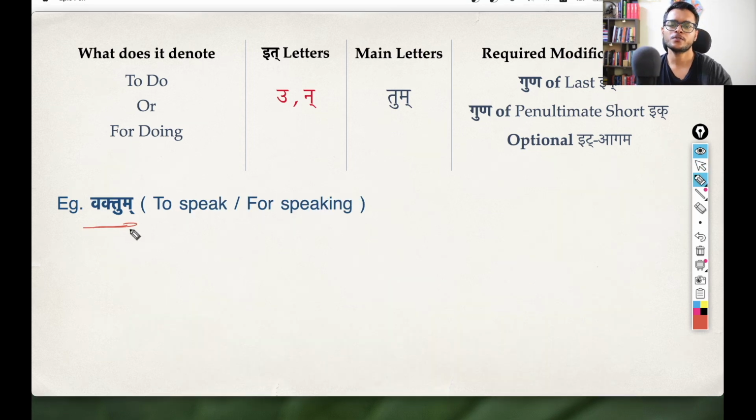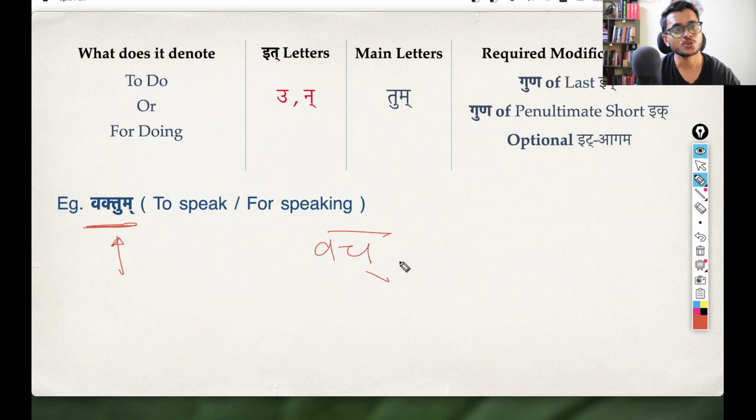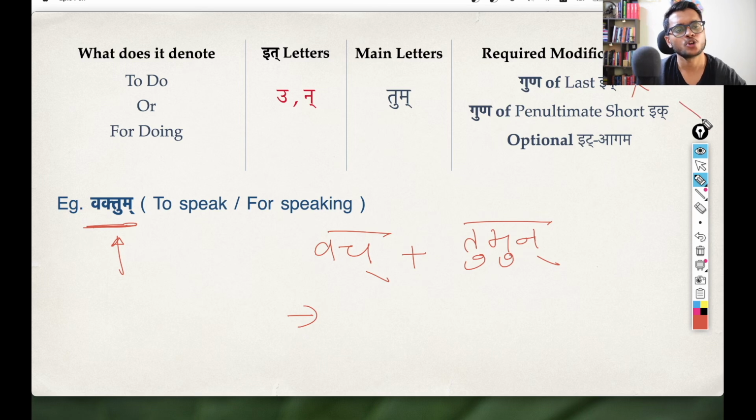Now moving on, we have this pada vaktum. Vaktum means to speak, for speaking. Aham vaktum na shaknomi, I am unable to speak. So vaktum means to speak. And this is coming from the vach dhatu, because vach dhatu means to say, to speak, right? And we are modifying this dhatu using our tumun suffix. Again, guna of the last ik is not possible, guna of the penultimate short ik is also not possible. And the optional it agama is also not possible, because the vach dhatu being used here is an anit dhatu. So it agama is also not possible.